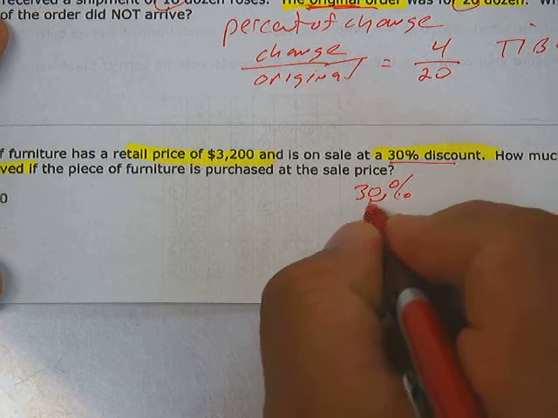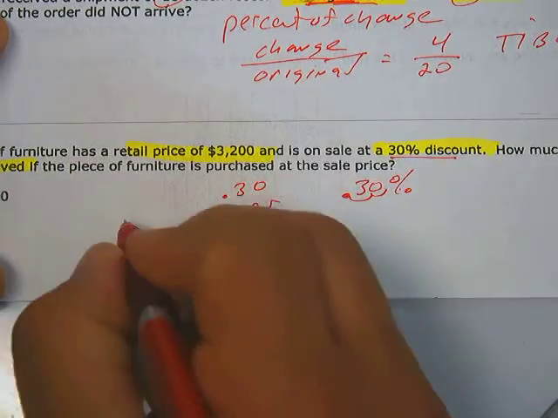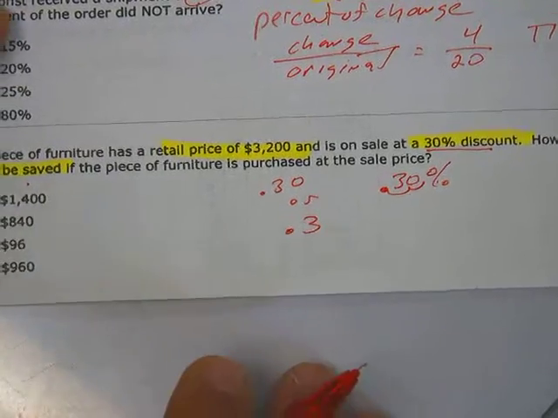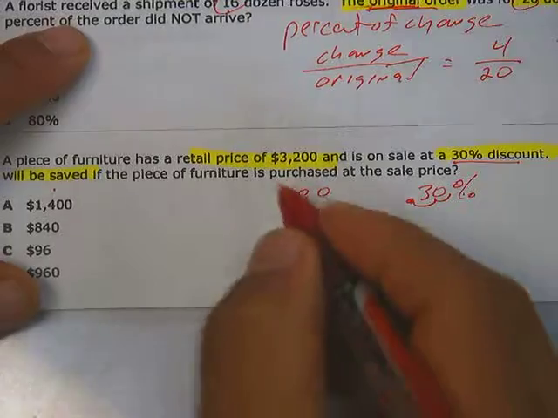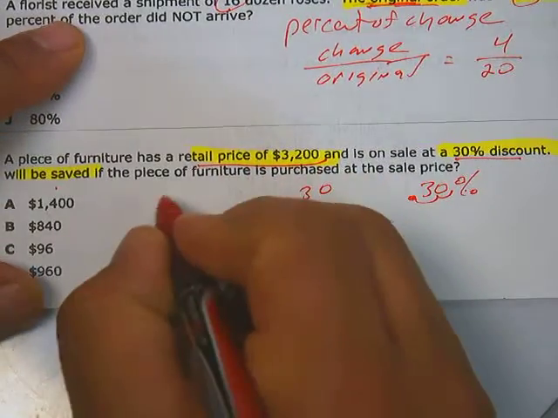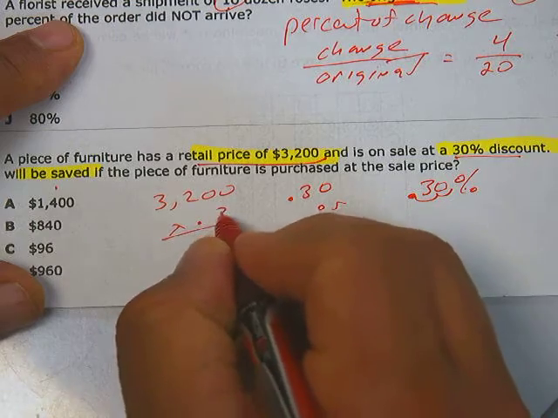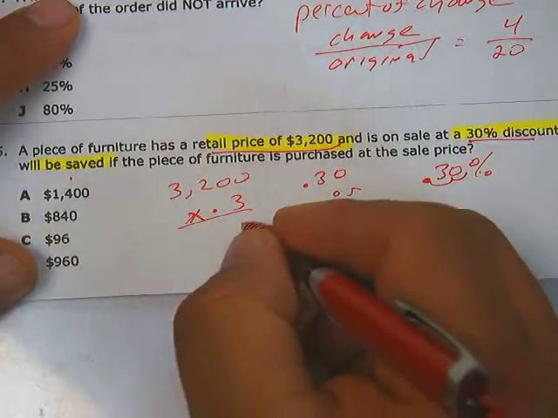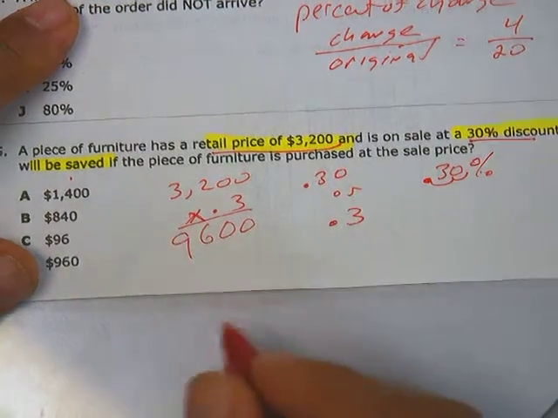So first of all, if you have a 30% discount, the first thing you gotta do is convert the percent to a decimal. So it's 0.30 or 0.3. And then we're gonna multiply it times the retail price, which is this. So we're gonna multiply 3,200 times 0.3.